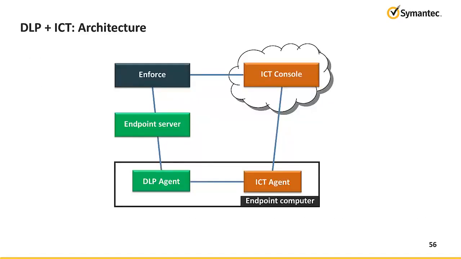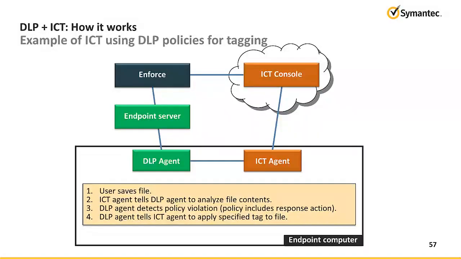This figure shows the architecture for the DLP and ICT integration. Enforce and the ICT console have been configured to communicate with each other. Enforce imports specified taxonomies from ICT and can sync or re-import them on a regular schedule. The DLP endpoint server manages the DLP agent running on the endpoint computer, along with the ICT agent, which applies all the tags.